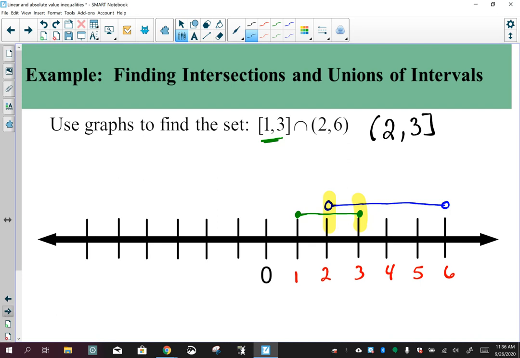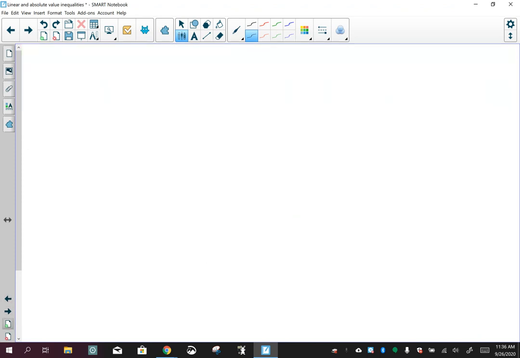All right. Let's try one more before I move on. So let's look at, let me see here. I've got 1 and 3, and then I'm going to union a 2 and a 6.